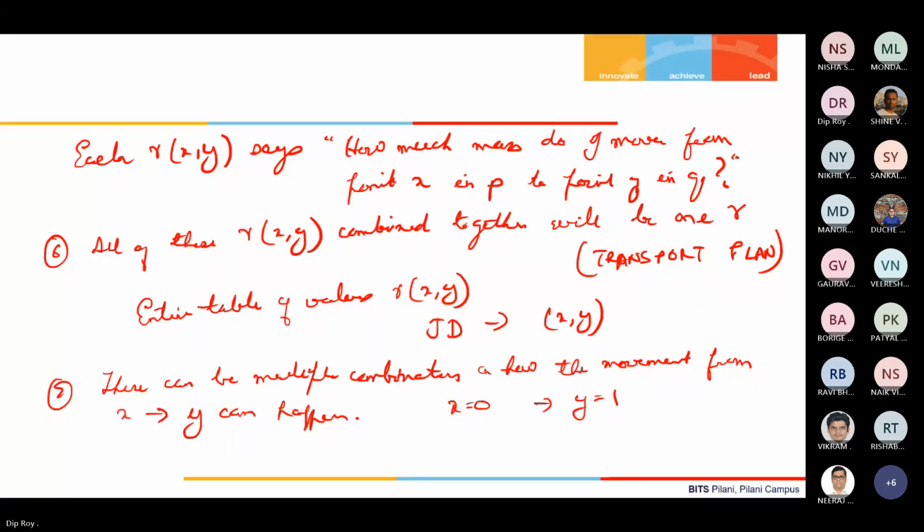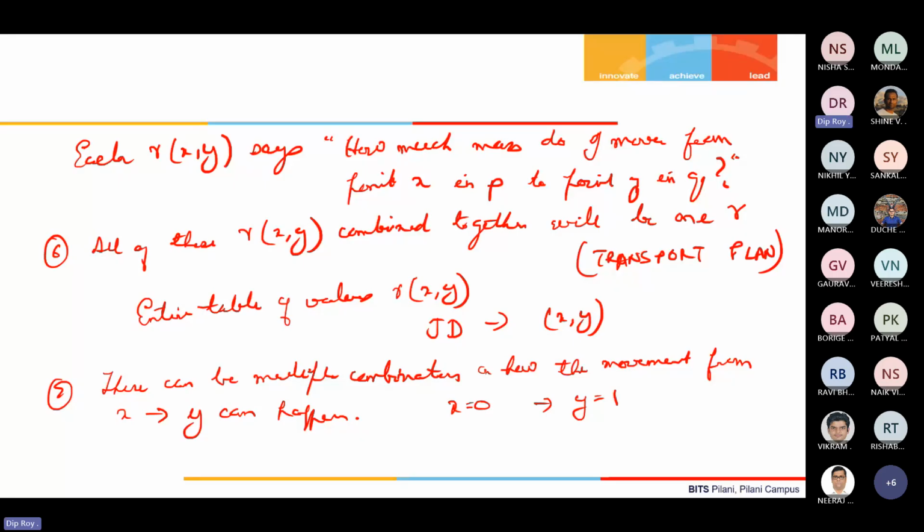So an item coming out of the warehouse can go directly to store A, or half of the items can go to store A and store B. And there are different ways in which it can go directly to B.